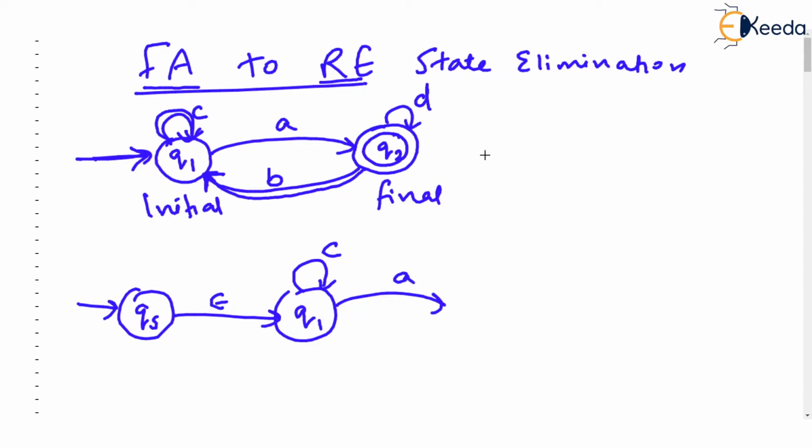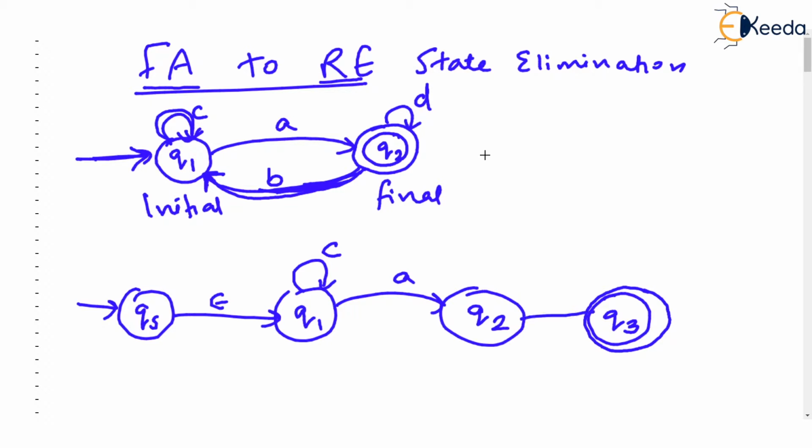Now Q2 is the final state, but clearly Q2 has an outgoing edge in the form of B, and we want that in our FA the final state should not have any outgoing transition. So we will add a new state Q3, which will be labeled as the final state. And we will add an epsilon transition, but all other transitions of Q2 will be preserved as they were. So this is the pre-processed FA.